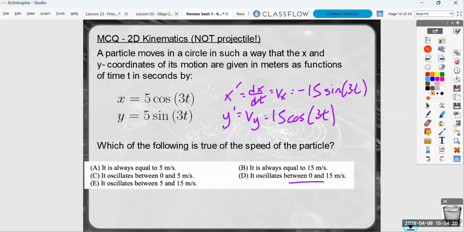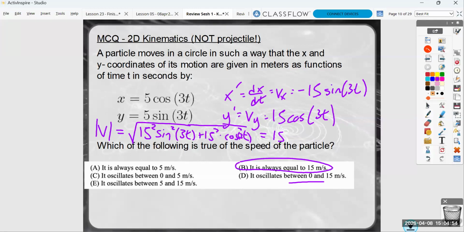Well, I forgot to do what Zion said, which is the Pythagorean theorem. If I do the Pythagorean theorem to find the magnitude of my total velocity, I get 15 squared times sine squared of a thing plus 15 squared times cosine squared of a thing. And one of the things that we know about sine squared plus cosine squared is you always get 1, right? So this is just 15. So the thing just goes in a circle at a constant speed of 15. So just be a little cautious with those things.